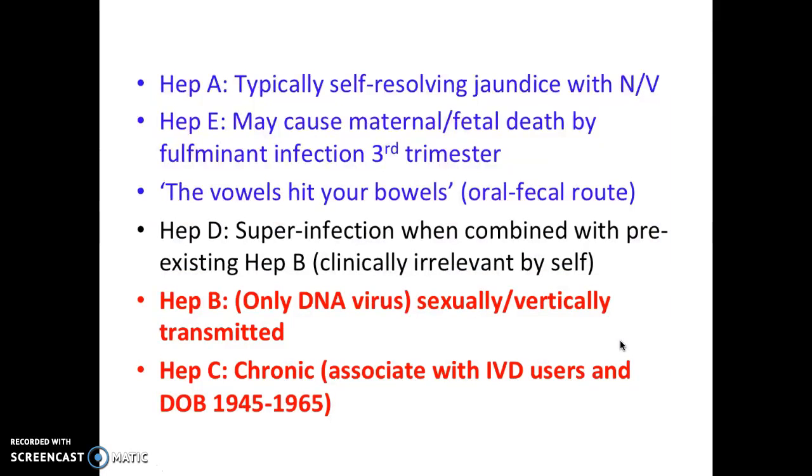So talking about the different hepatitises that we've probably heard about in pre-clerkship, you have hepatitis A through E. So I group A and E together in blue to remember vowels hit the bowels, because A and E are both transmitted through the oral fecal route. It's typically jaundice and a lot of nausea and vomiting, diarrhea, and self-resolving. Hep E of note can cause maternal fetal death by fulminant infection in the 3rd trimester. That's all I'll say about those two.